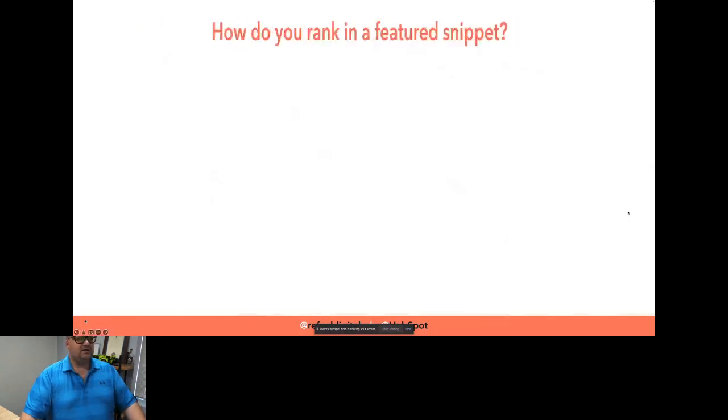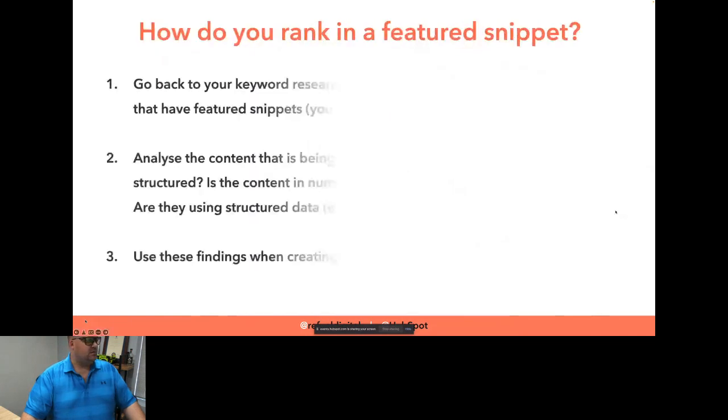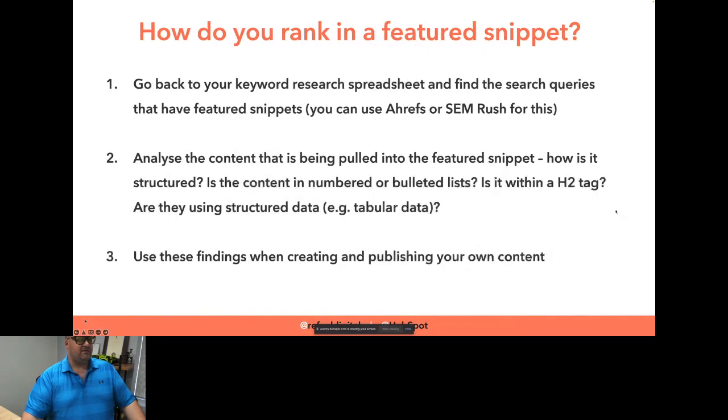So how do we look at ranking in a snippet? Go back to your keyword research spreadsheet and find the search queries that have featured snippets. SEMrush will tell you this, and tell you if there's an opportunity to get a featured snippet. Analyze the content that's being pulled into the featured snippet. How is the current featured snippet being structured? Is it numbered, bulleted, listed? Is it within an H2 tag? Are they using some kind of structured data? What can we borrow from the current leader to try and get that position off them?